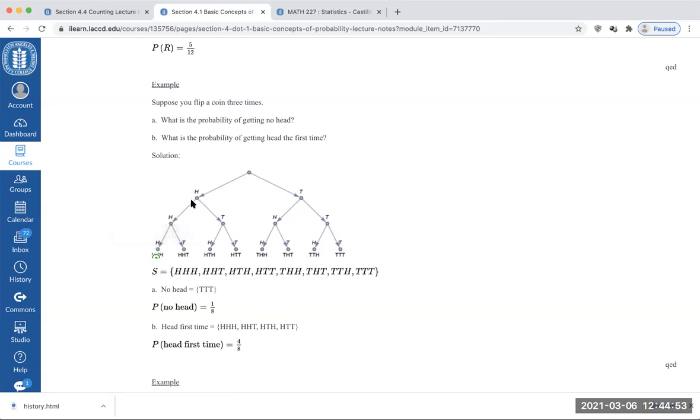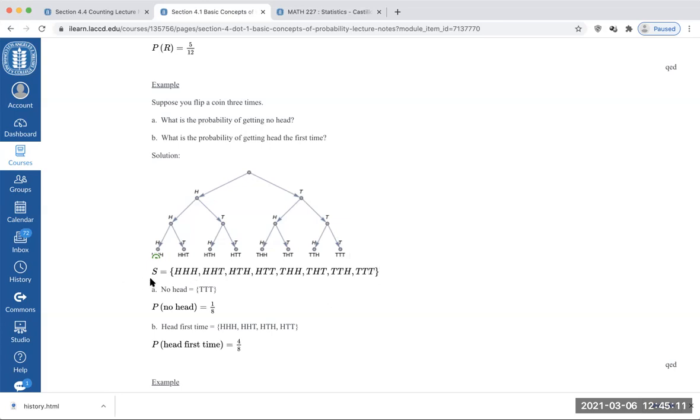Head, head, head. Start again. Head, head, tail, head, tail, head, head, tail, tail, tail, head, head, tail, head, tail, tail, tail, head, tail, tail, tail. So this is your sample space.